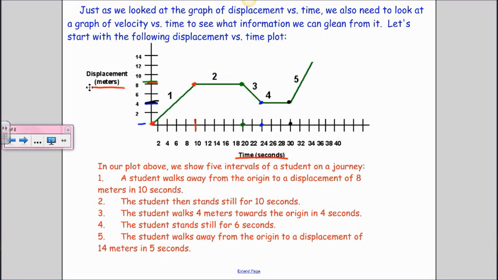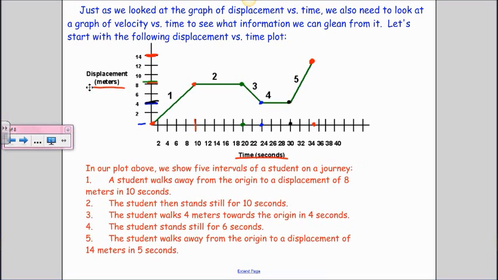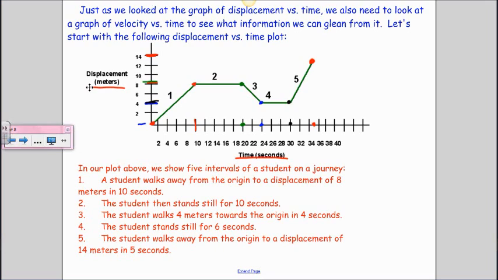So the student walks to 14 meters, which is right here, in 5 seconds. So we go from 30 to 35. That is our last spot. So this is our displacement versus time graph. Now, to figure out velocity versus time, we need to use our handy-dandy equation for velocity. Remember, velocity is equal to change in position, or displacement, over a change in time.